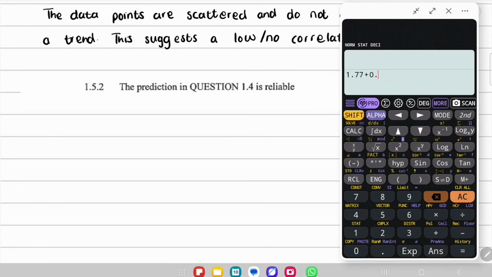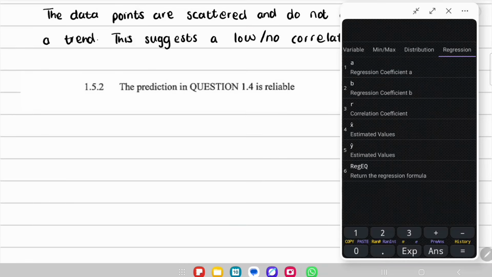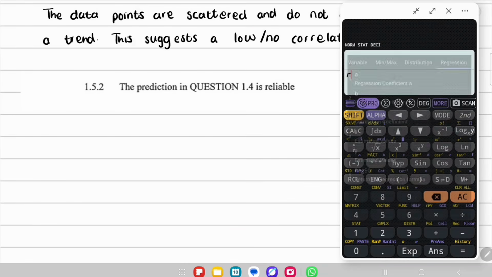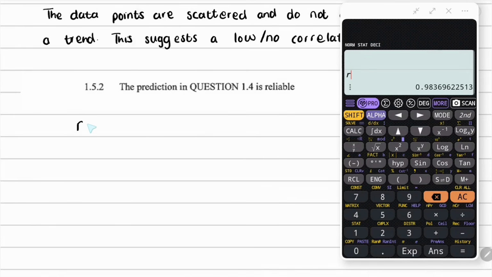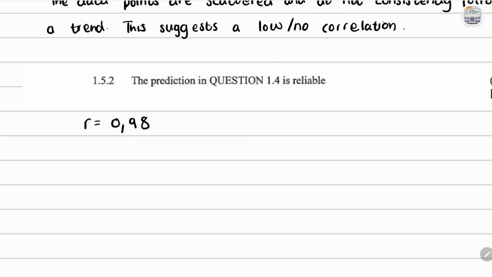So I'm just going to have to remove all of that. If not, it will multiply. So on your calculator, press Shift and 1, and then make sure you go to regression. Then correlation coefficient, look at what that is, 0.98. This is a very strong positive correlation.